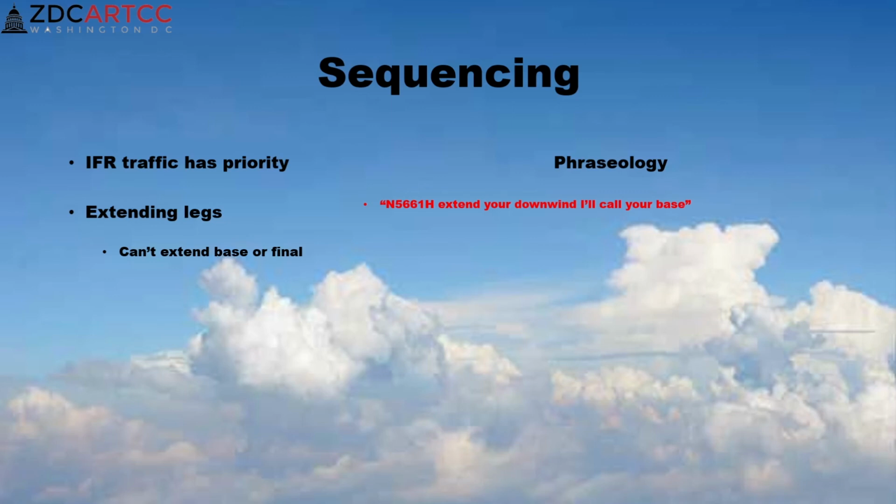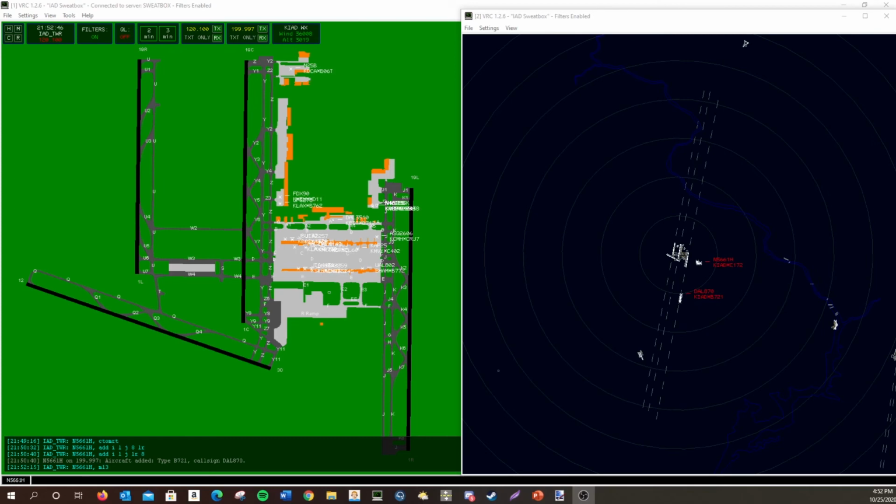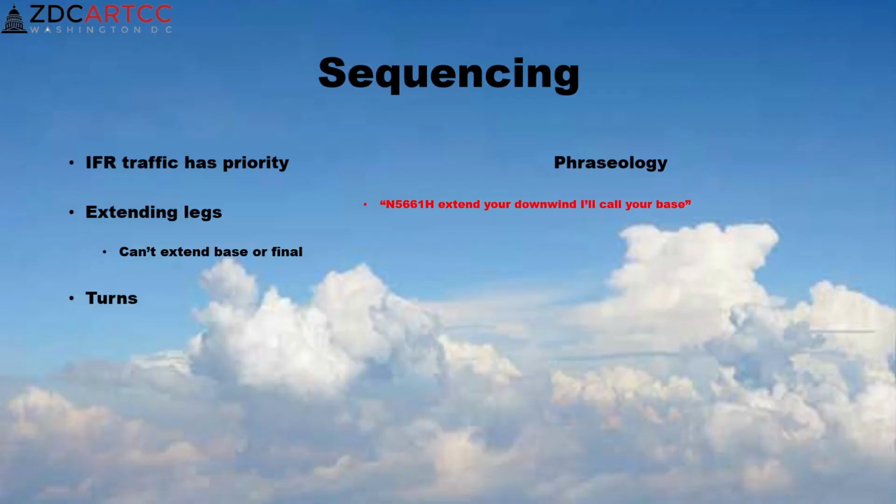Another tool controllers use to create space is to make aircraft do 360s, or turns. This will instruct the aircraft to do a 360-degree turn and gives you more time and space for sequencing. The phraseology would be: November 5661 Hotel, make left 360 for sequencing. You can also add on the instruction until advised. This will have them continuously doing a left or right 360 until you tell them to stop.